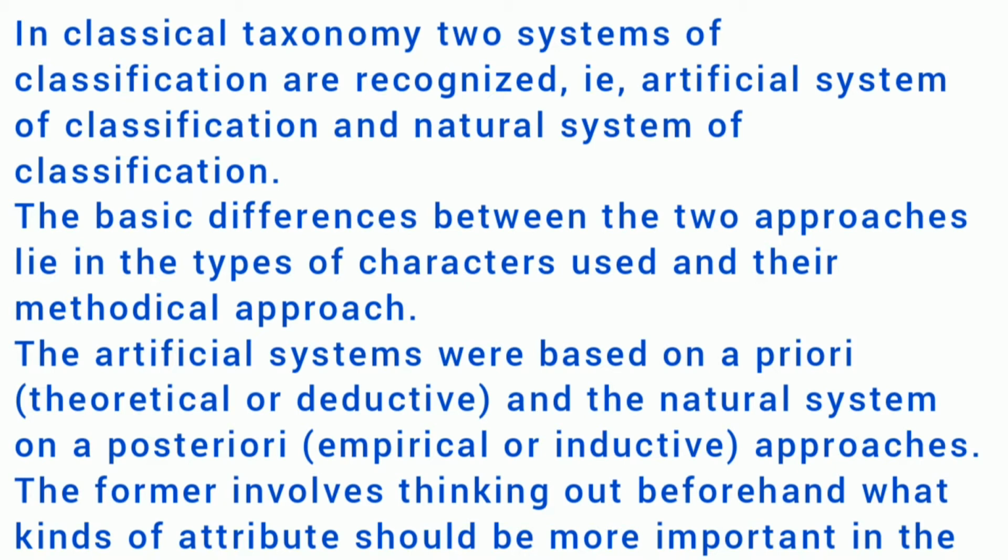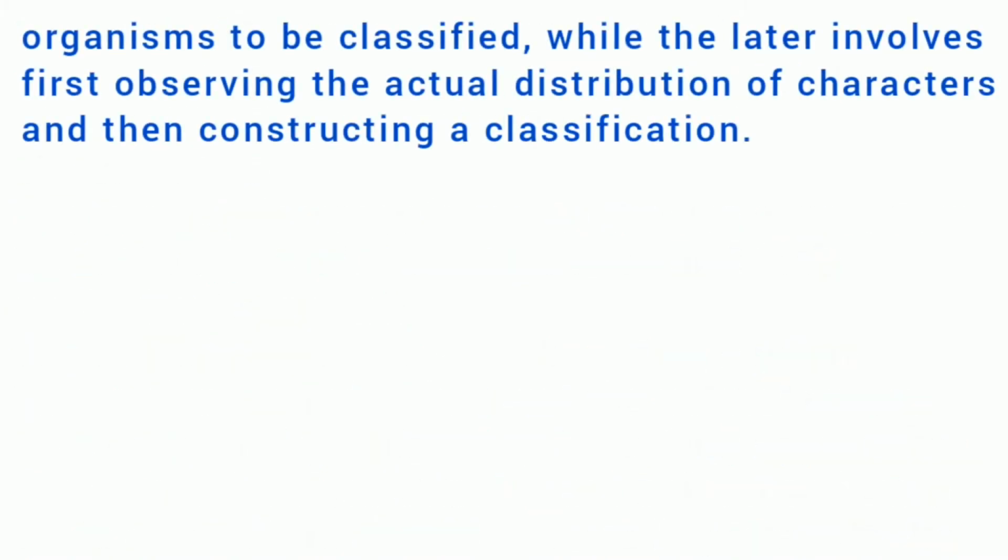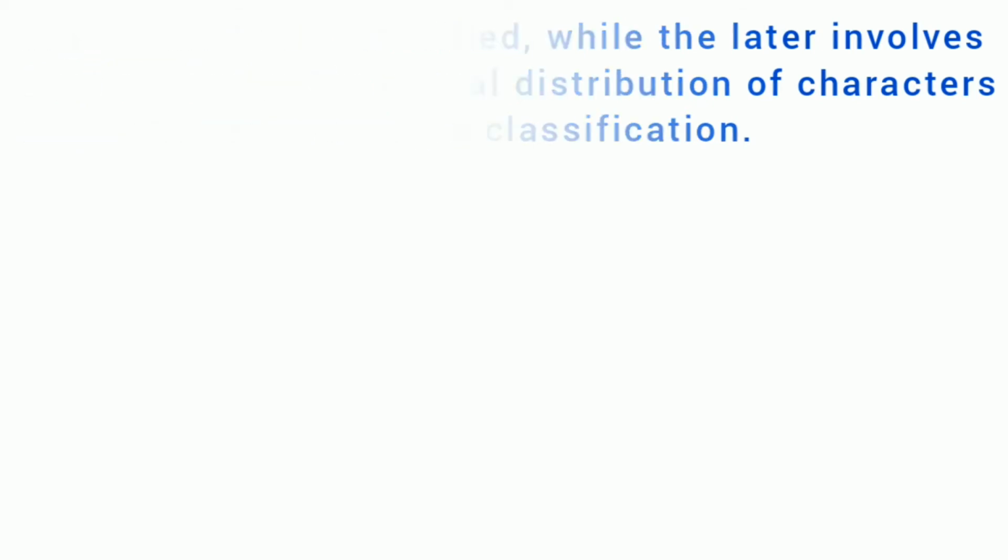The artificial systems were based on a priori, theoretical or deductive, and the natural system on a posteriori, empirical or inductive, approaches. The former involves thinking out beforehand what kinds of attributes should be more important in the organisms to be classified, while the latter involves first observing the actual distribution of characters and then constructing a classification.